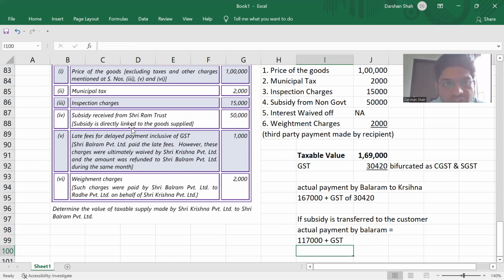Because see what they are given. Subsidy is directly linked to the goods supplied. Okay. Sakshi, what is the doubt? And Narendra also has a doubt. We'll see both doubts.